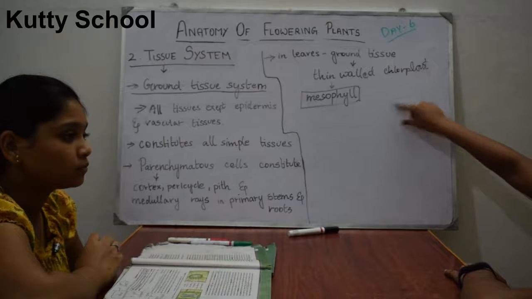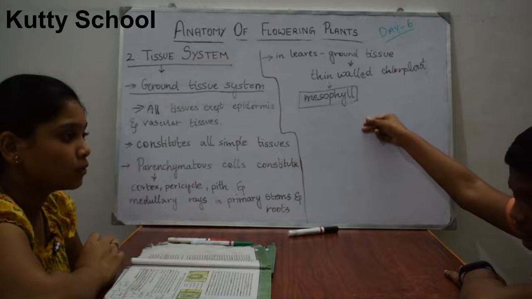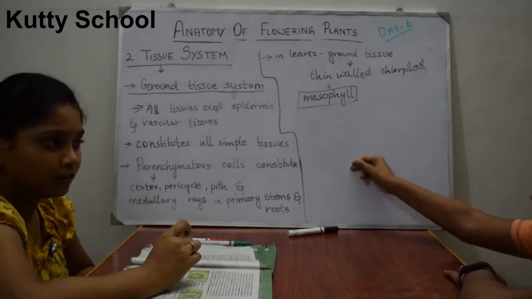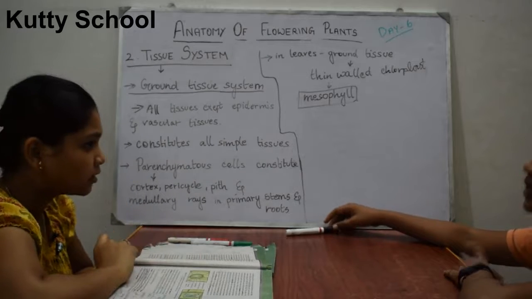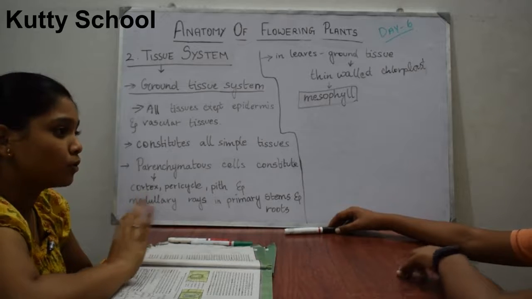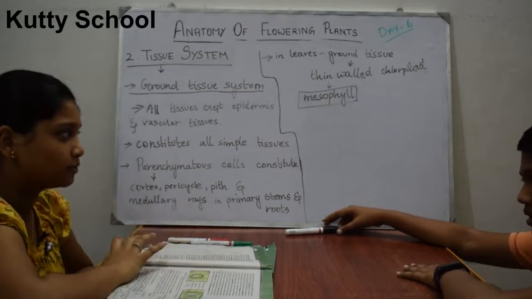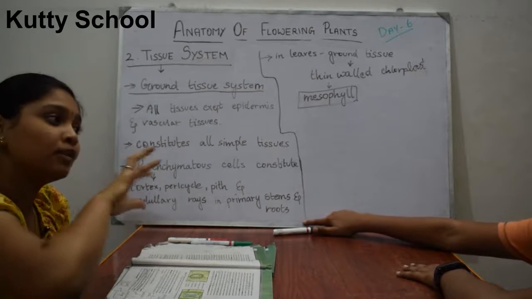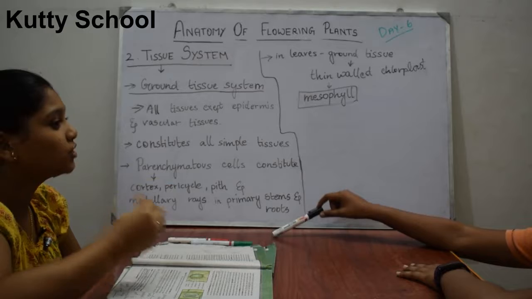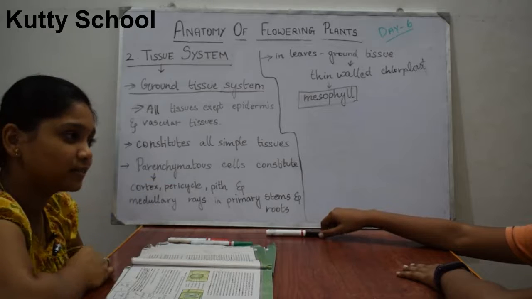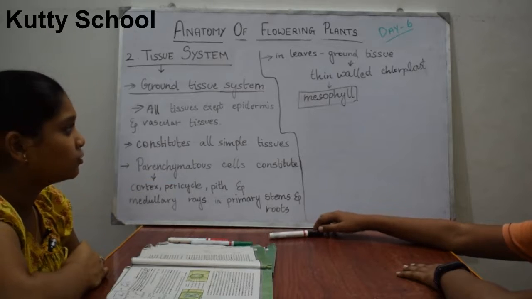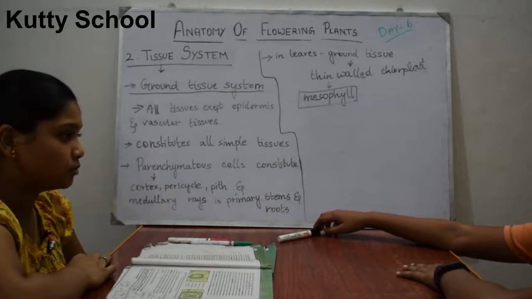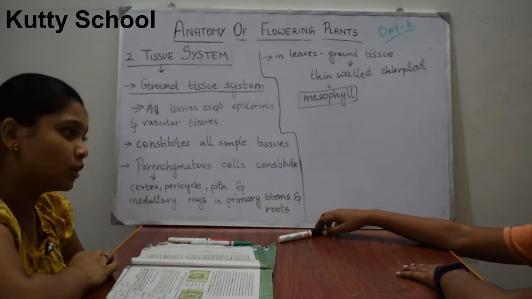Chlorophyll is present in chloroplast. These chloroplasts are present in some thin-walled cells. Those cells are called mesophyll cells. So now we have discussed the ground tissue system. Next we will discuss the vascular tissue system.